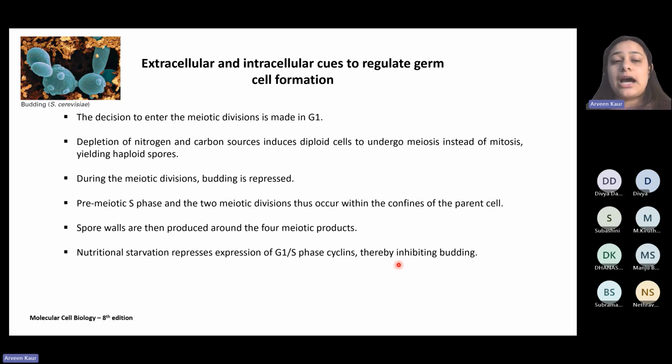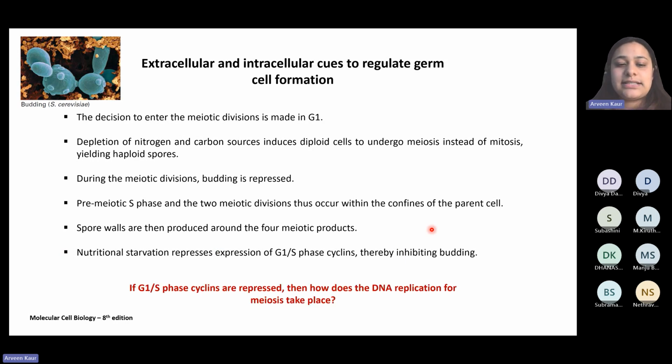Right. So we know how budding is inhibited: because G1/S cyclins are inhibited, due to nutritional starvation. But now a very keen question arises. If the G1/S cyclins are repressed, then how does the DNA replication for meiosis take place?